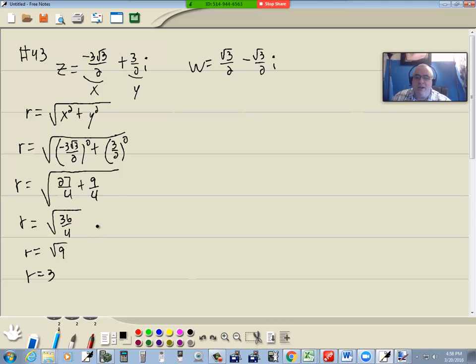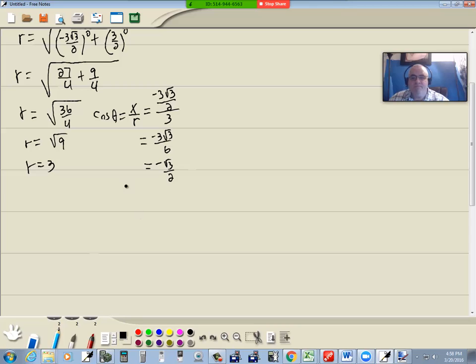Now since I butchered the other one, let me double check myself here. Okay, 9 times 3 is 27 over 4. 9 over 4, yeah, 36 over 4, 9, 3. Okay. Now our angle, cosine of theta, is going to equal x over r. X is this, so that's negative 3 square root of 3 over 2 all over r, which is 3, which becomes negative 3 square root of 3 over 6, which gives us negative square root of 3 over 2. Now that's looking promising.